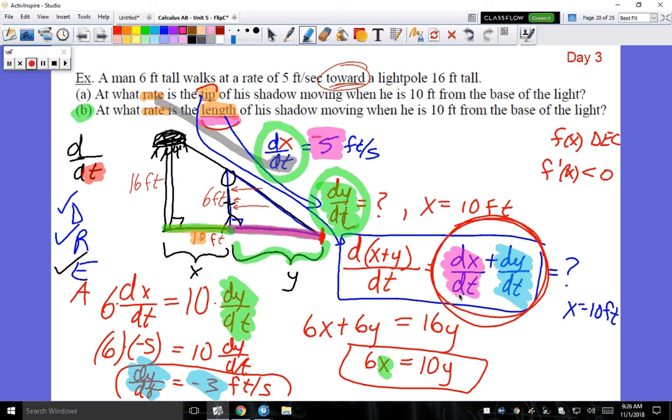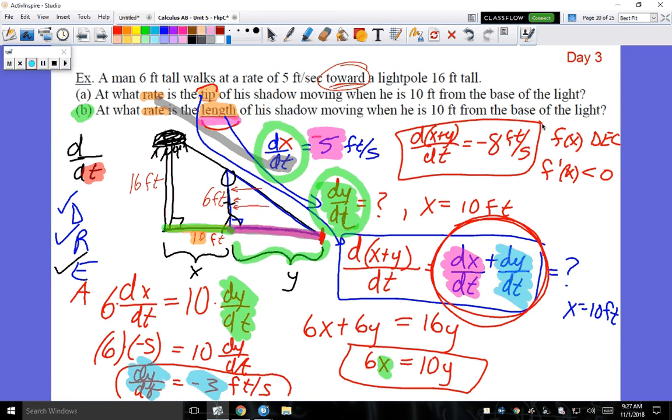So this dx/dt plus dy/dt, anyone, would equal what? Negative 8. Negative 8 feet per second. So you can say the tip is moving at 8 feet per second. The tip of his shadow is changing at negative 8 feet per second. You with me? Or it is decreasing at a positive 8 feet per second. Again, that "decreasing" took care of that negative piece. Any questions before I go on to the next example?